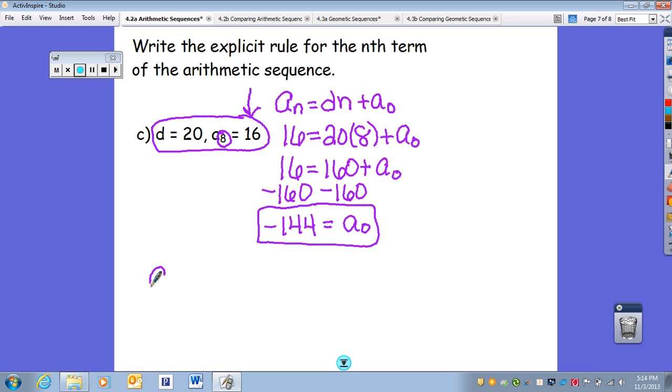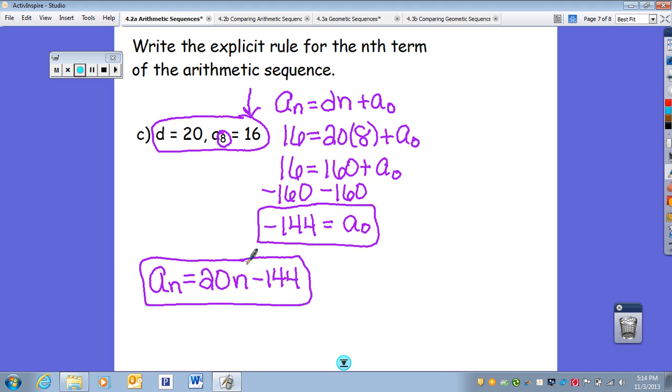So let's write the rule. The rule is a sub n, meaning any term I want in the sequence, is equal to the difference, which is 20, times the number of the term I'm looking for, plus my a sub 0 term, which is where I'm going to start, and that's at -144. This is the rule that will allow me to find any term in my sequence.